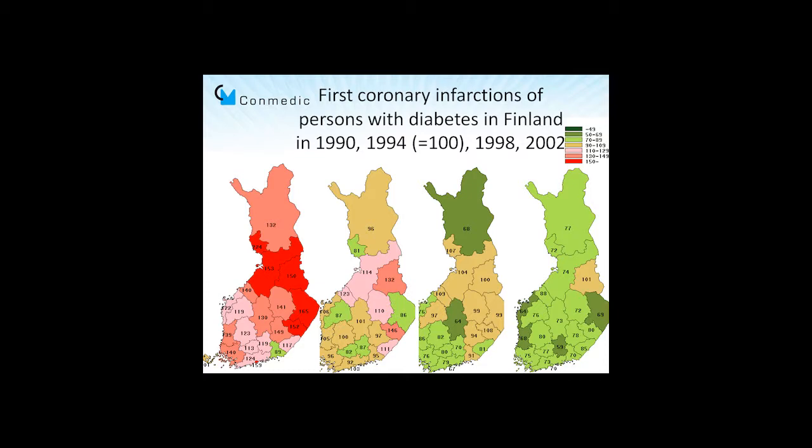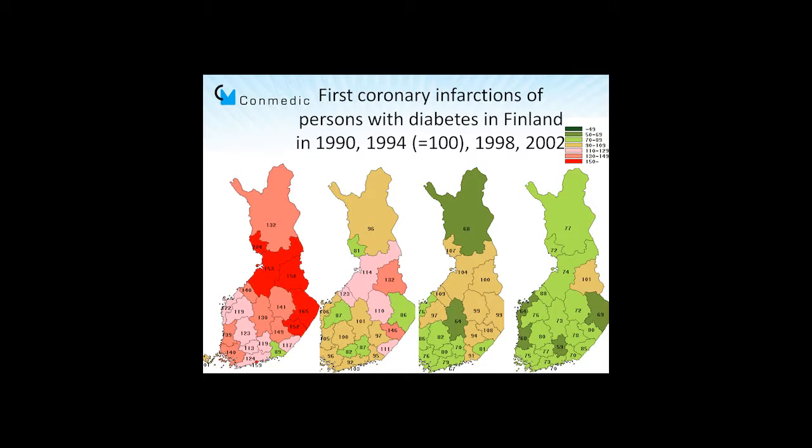When we combine the data from the hospital discharge register, the medicine register, and Statistics Finland about deaths, you can make charts about real outcomes. Here I have an example of first coronary infarction in persons with diabetes in Finland. You can follow the years. Here 1994 is the 100 indicator year, and the colors follow each of the hospital districts and how they are doing. Going back 4 years from 94, you see that the colors are more red, which is worse.